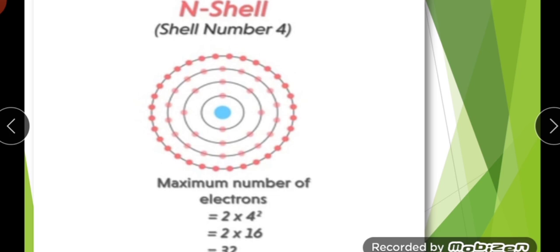So children, I hope you have understood the distribution of electrons in the different shells. The first shell can accommodate 2 electrons. It has only 2 capacity. The second shell has a capacity of 8, the M shell has a capacity of 18, and the N shell has a capacity to hold 32 electrons.